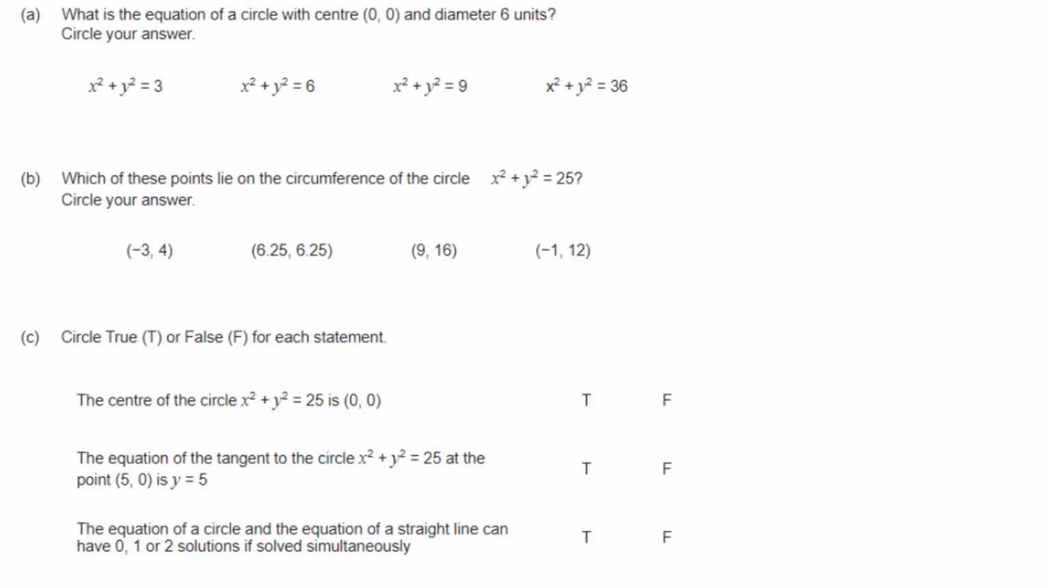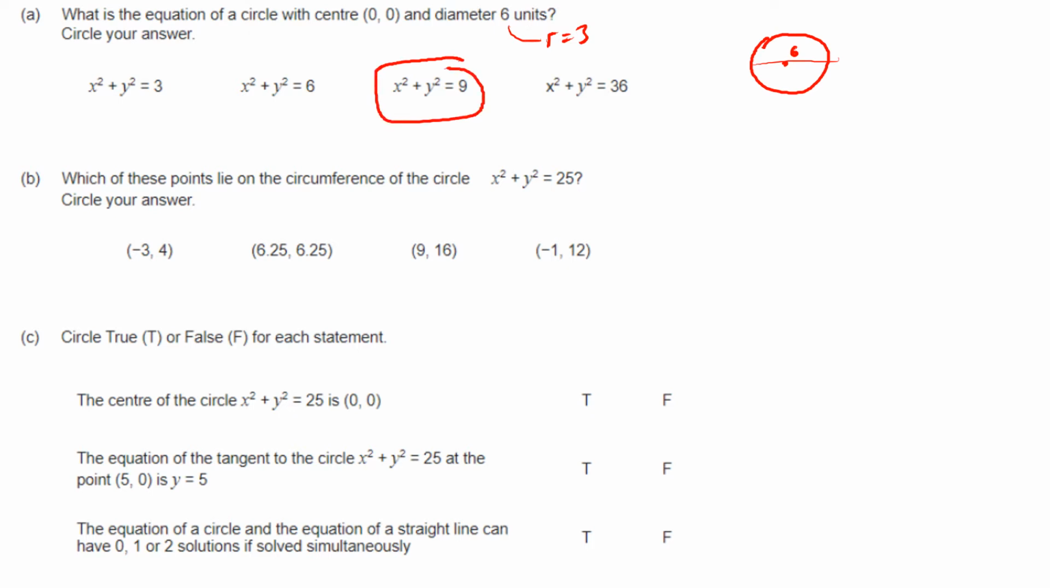What else could they ask? Well, they could do something like this, and I generally think with circles it's a good idea to try and sketch out what they're talking about. Just briefly, so we've got a circle with centre 0, 0 and a diameter of 6, so that's 6 all the way across. So that means that my radius is equal to 3, and that means that obviously r squared is going to be equal to 9.